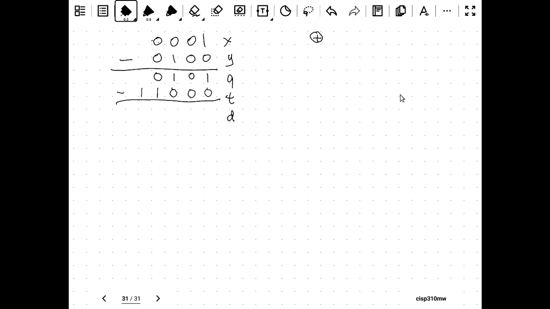Now we get to the D row. The D is really just the exclusive OR between the Q and the T, which is also what the R function does for base 2. So now we have 1, 0, they're different. We put a 1 here. 0, 0, they are the same. We put a 0 over here. 1, 0, they are different. We put a 1 over here. 0, 1, they are different. We also put a 1 over here.